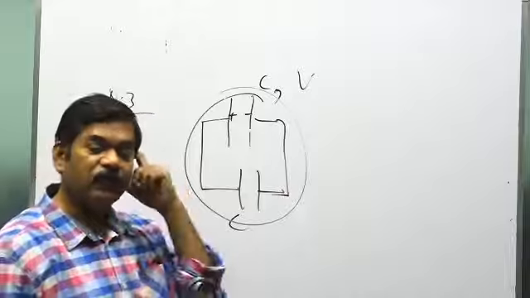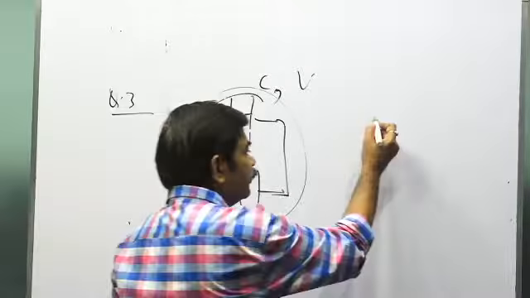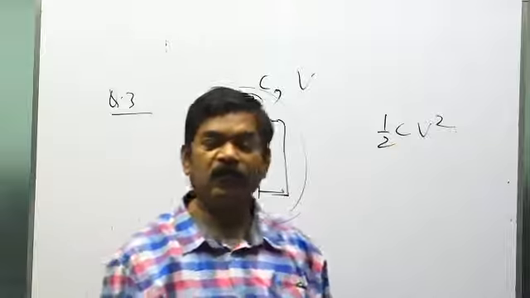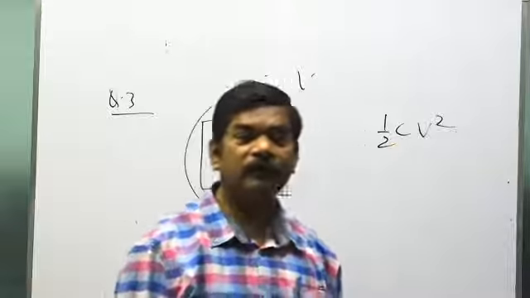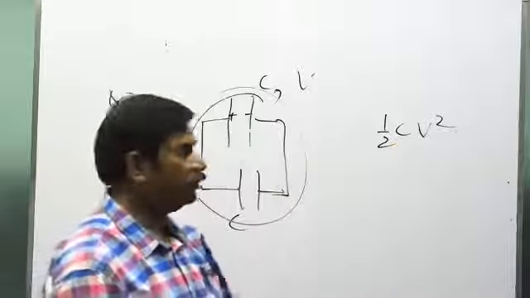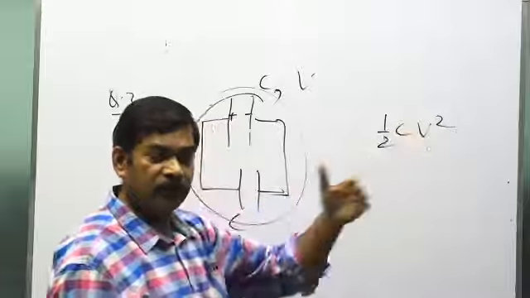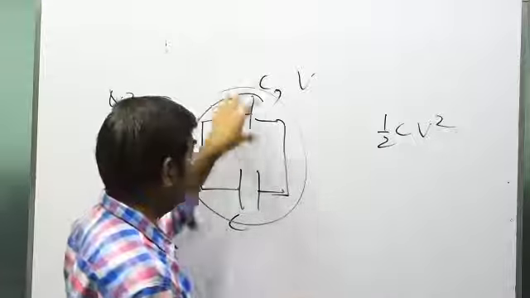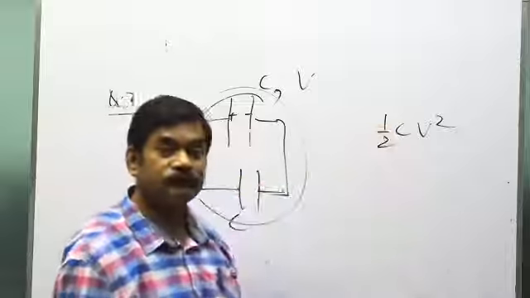So let's calculate the initial energy. Initial energy was half CV square. The parameters C and V are not given in the options and will not be needed. First of all, this is the initial energy, half CV square.